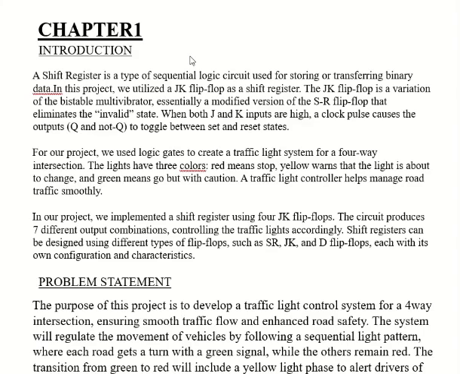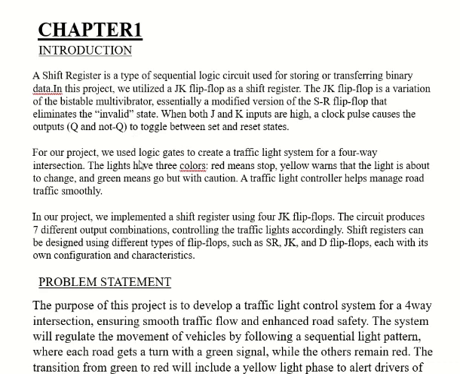Chapter 1 Introduction. A shift register is a type of sequential logic circuit used for storing or transferring binary data. In this project, we utilize the JK flip-flops as a shift register. The JK flip-flop is a variation of the bistable multivibrator, essentially a modified version of the SR flip-flop that eliminates the invalid state. When both J and K inputs are high, a clock pulse causes the outputs Q and not Q to toggle between set and reset states.